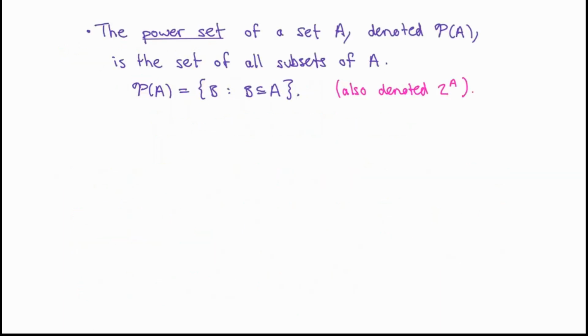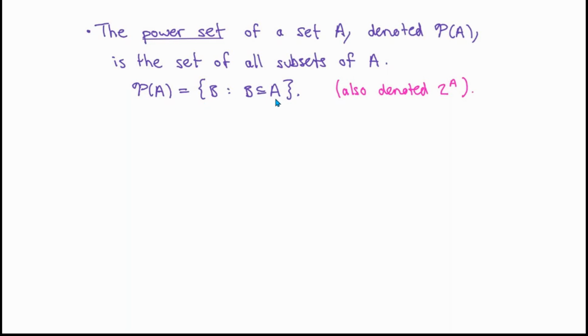The final set operation that I want to talk about is the power set of a set. The power set of a set A is the set of all subsets of A. Pay attention to the fact that the elements of the power set are themselves sets. So this is a set of sets. It's the set of all subsets of A.